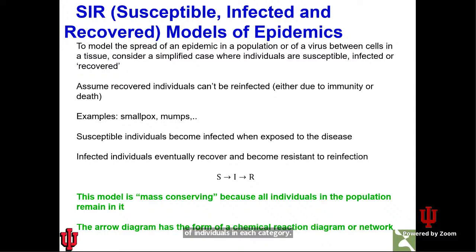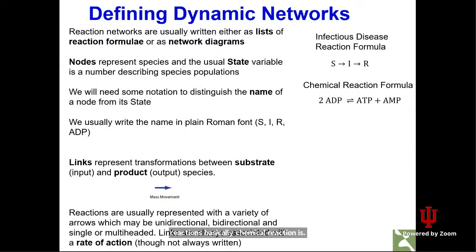If we think about this as a chemical reaction, it conserves mass because the total number of individuals in the model is conserved. We don't have people being born, we don't have them dying. If we had people being born and dying, you'd have extra arrows coming in and out of this. And this arrow diagram actually has the form of a very simple chemical reaction. S turns into I turns into R.